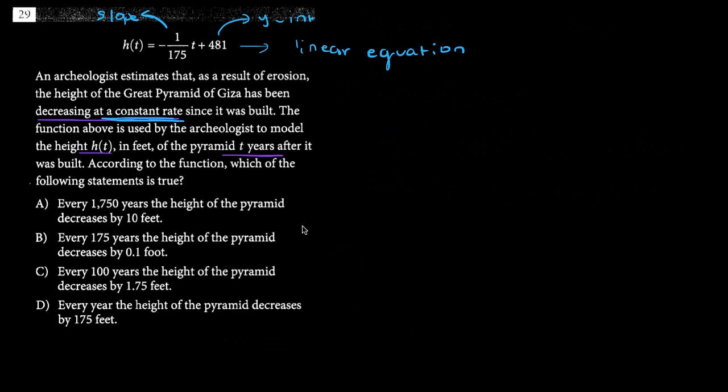Now we can look at the answer choices, and if you read through them, they're all concerning the slope, so we'll ignore the y-intercept for now and look more into the slope. I'm going to rewrite the slope as negative 1 over 175 times t. The best way to understand the slope is by substituting numbers. Let's say t equals 175, so t years after it was built. So 175 years after it was built, what is the decrease?